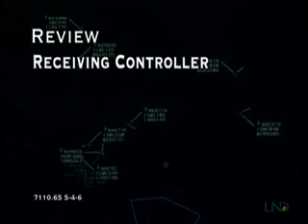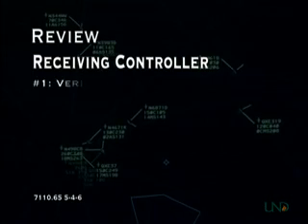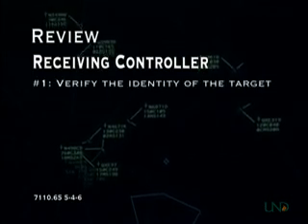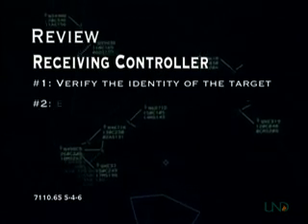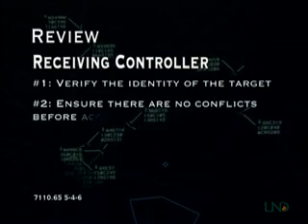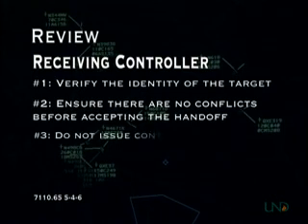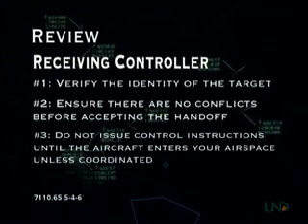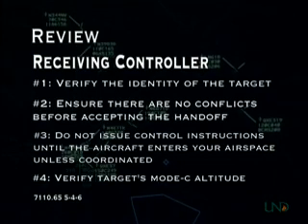The controller receiving the transfer of radar identification has 4 responsibilities. First, the identity of the target must be confirmed, either by using a data block or by observing the target in a location specified by the transferring controller. Second, the controller must ensure separation from other traffic before accepting the handoff. Third, any control instructions issued before the aircraft enters the receiving controller's airspace must be coordinated with the other controller. Finally, the aircraft's Mode C altitude must be verified.